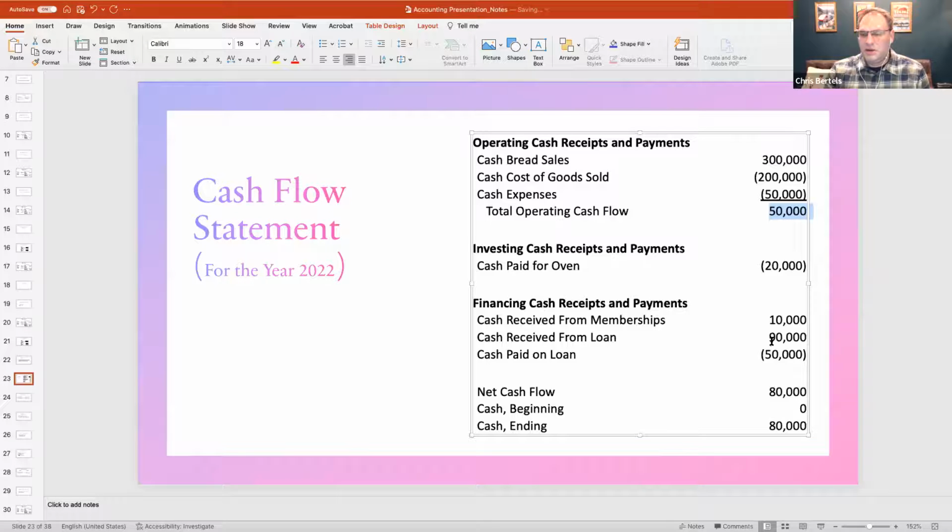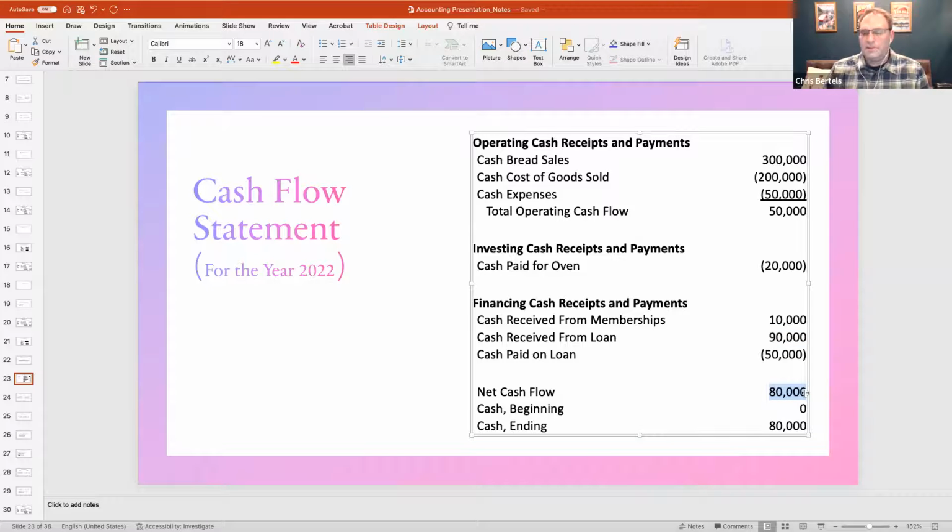But all of these numbers correspond to cash actually going out. It also shows the $20,000 of cash that went out that was paid for the oven. And then it shows the $10,000 that was collected from the members for the memberships. It shows a $90,000 bank loan, and then it shows the $50,000 payment. So if you add up all of those, the net is $80,000.